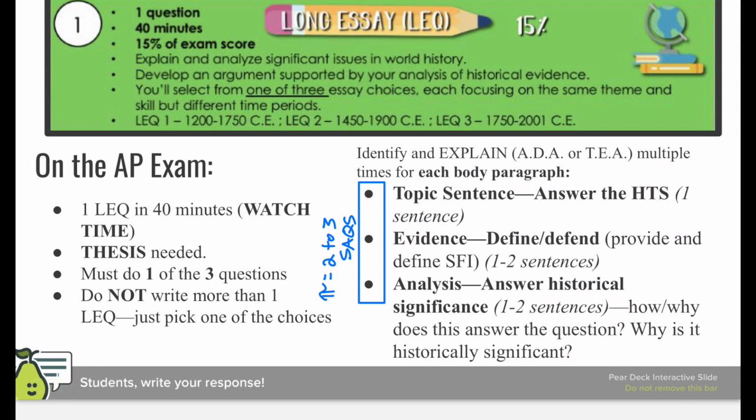So just a reminder, the LEQ is written in 40 minutes. 5 of those minutes are going to be spent brainstorming. The remaining 35 need to be spent writing the essay. You do need a thesis. That is a whole point in the rubric. That is just your claim or your line of reasoning. Okay, if it asks you to compare and contrast the labor systems used in period 1, then you're going to have to give some similarities and differences.